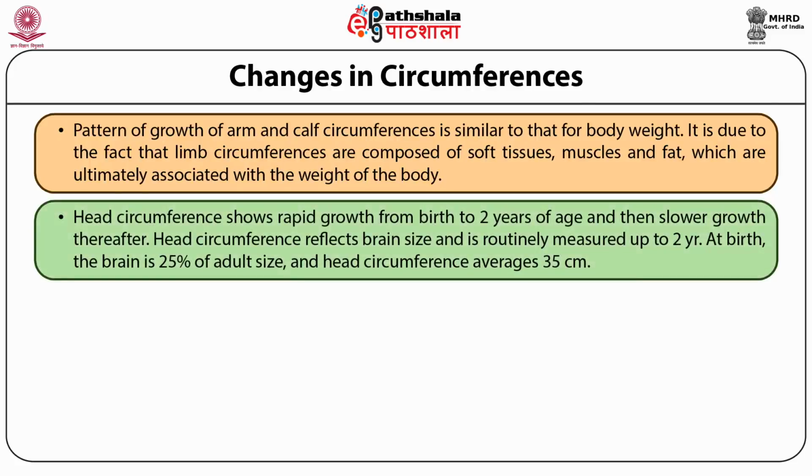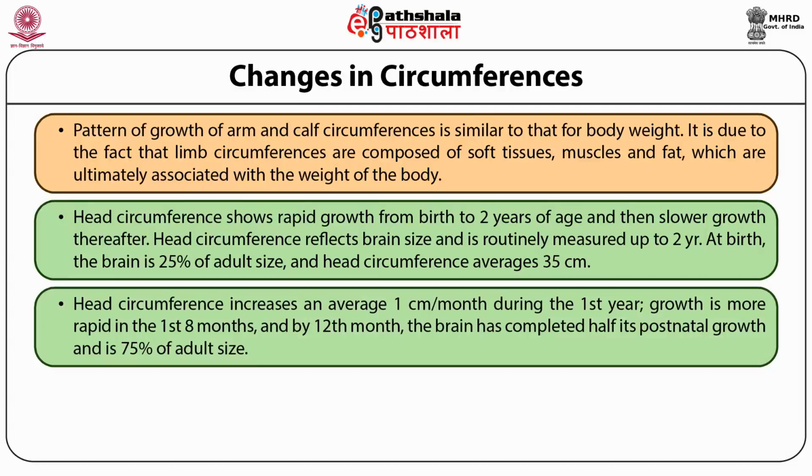Head circumference shows rapid growth from birth to 2 years of age and then slower growth thereafter. Head circumference reflects brain size and is routinely measured up to 2 years. At birth, the brain is 25% of adult size and the head circumference averages 35 cm. Head circumference increases an average of 1 cm per month during the first year. Growth is more rapid in the first 8 months, and by the 12th month, the brain has completed half its postnatal growth and is 75% of adult size.